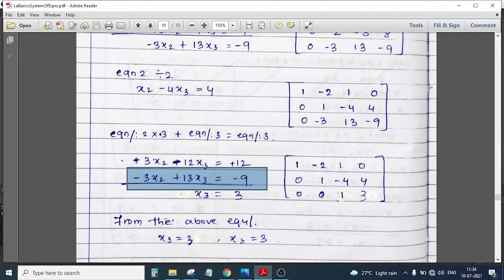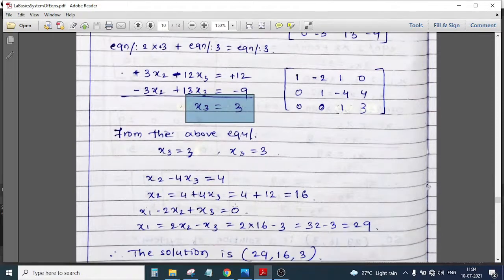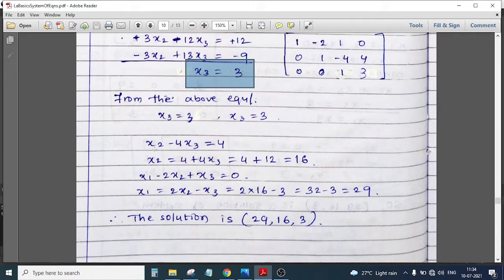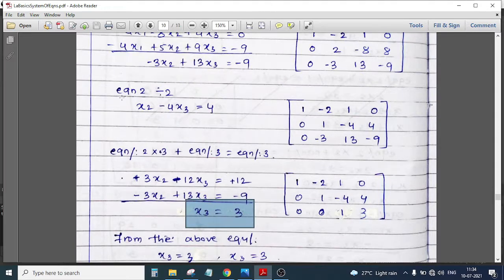When you add them, what is happening? The plus term and minus term get cancelled. So this is minus 12 and plus 13, which is plus 1. So therefore you will be getting x3, and minus 9 plus 12, here you will be getting 3. So that means the new value of x3 is 3. So finally we have found one of the coefficients, which is x3. Okay. So that means your x3 is 3, right? Now similarly we can find our x2. See here, we'll just directly take our equation number 2.